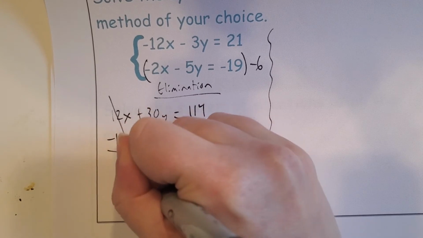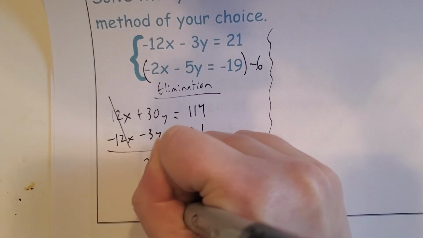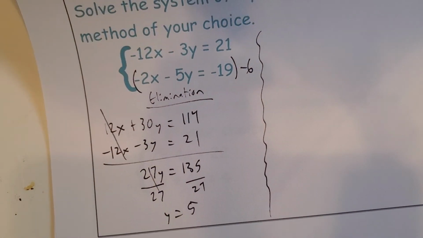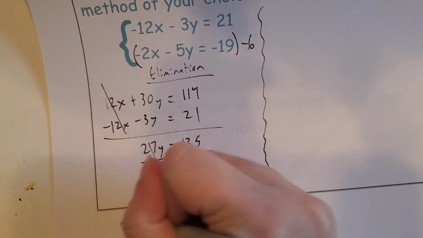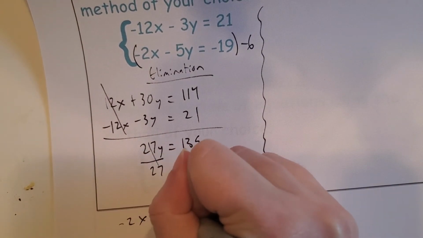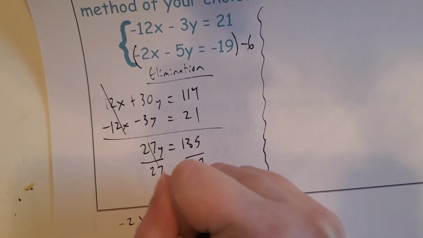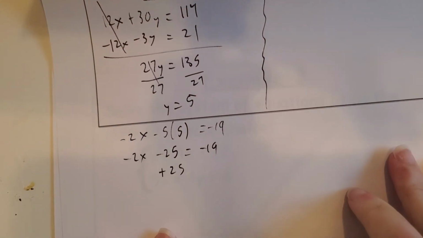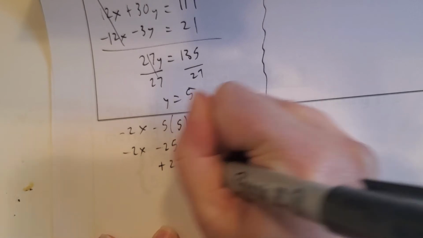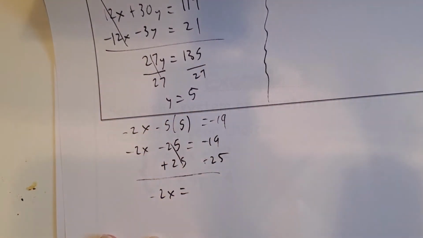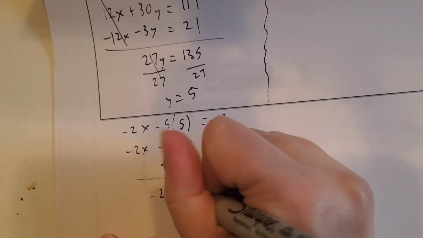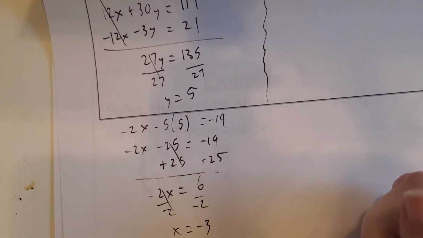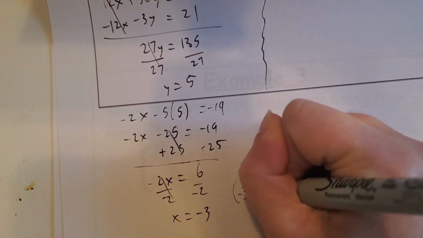Okay, so we did something like this earlier. Y is 5. Plug it into either one. Let's go with the second one. Times 5. Okay. I think that's 6. Yep, 6. Divided by negative 2. So x is negative 3. So the answer for this problem is negative 3, 5.